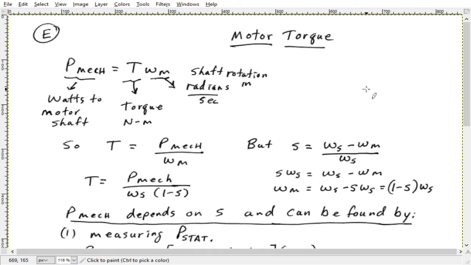Okay, so this is going to be really simple. The mechanical torque, okay, watts to the motor shaft, or mechanical power, equals the torque times the actual shaft rotation. This is your typical equation for rotational dynamics, okay? Power equals torque times speed.